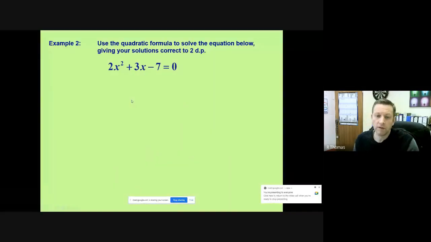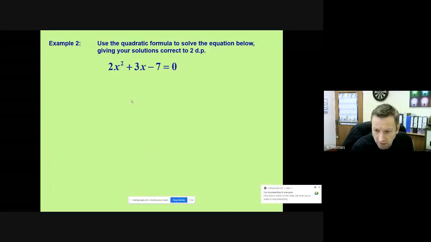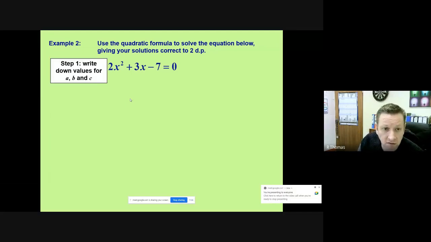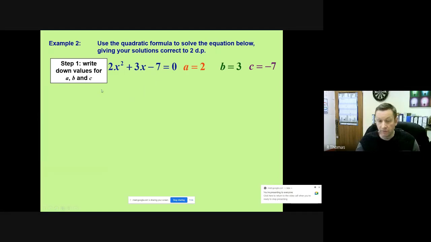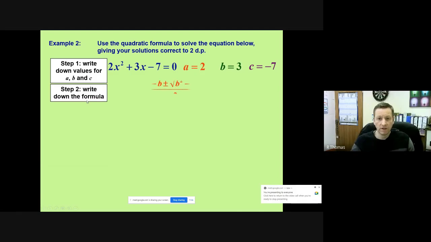Okay. So there it is. Write down your values of A, B, and C. So hopefully you have A is 2, B is 3, and C is minus 7. Don't forget there's a minus there, right? Right, now I'll give you the quadratic formula. So write this down now.